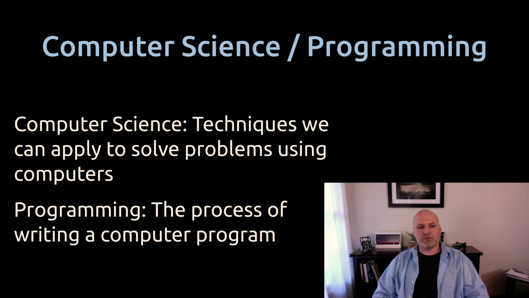So what better way to start a course on computer science and programming than to put both terms on the screen and to define them next to each other? Computer science is a much broader definition than programming. Computer science refers to any techniques that we use to solve problems involving computers. Programming is one of those tools in our toolbox that allows us to solve these problems. It allows us to create programs which are instructions for the computer.